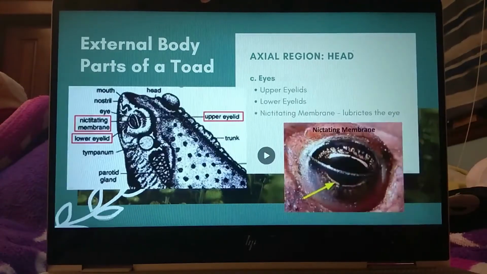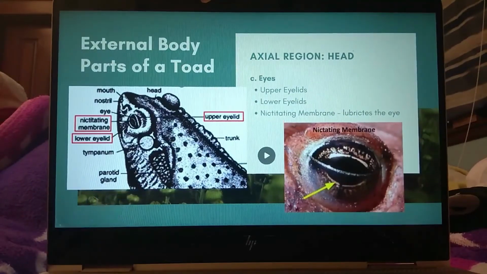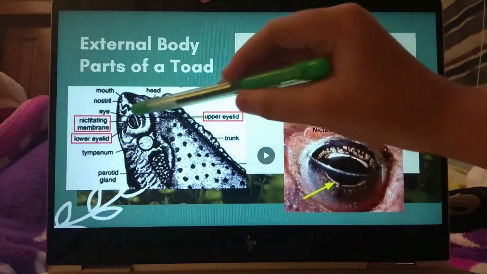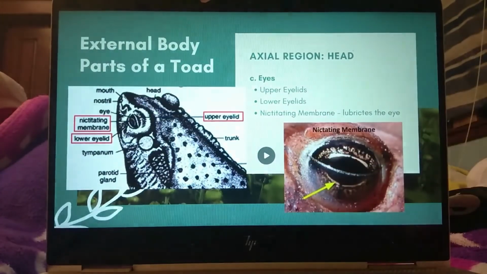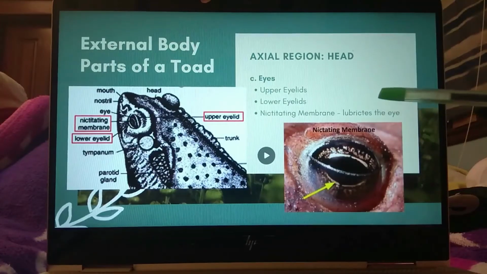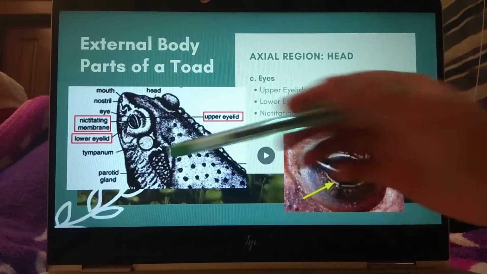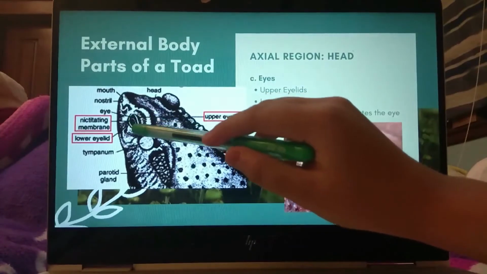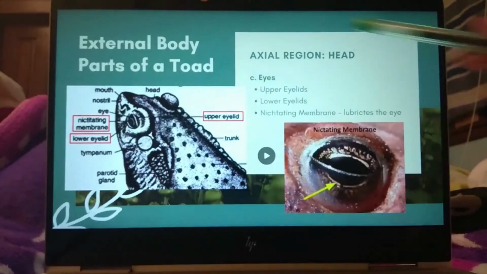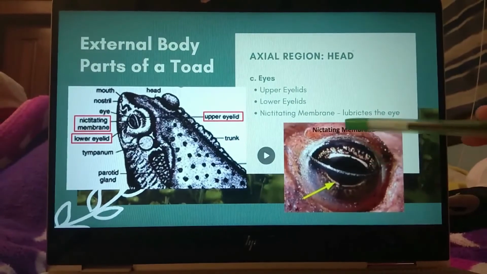Next, we have eyes. Just like how we humans have eyes that are used to see, toads too have eyes. For the toads, they have upper and lower eyelids, and they also have a nictitating membrane. This nictitating membrane is the transparent covering which is the outgrowth of the lower eyelid, and functions by lubricating the eye.